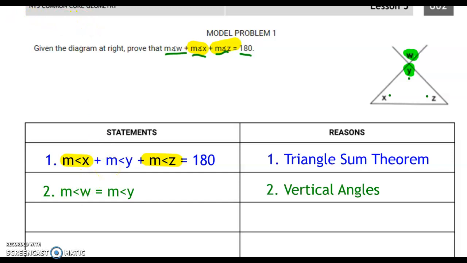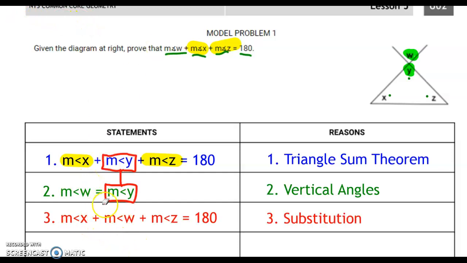Here's what that looks like. Alright, here you should be able to see that we took that Y out and substituted it with W. So X plus W plus Z is equal to 180. We know that W plus X plus Z is equal to 180 is what we were supposed to prove, and we have gotten that equation.